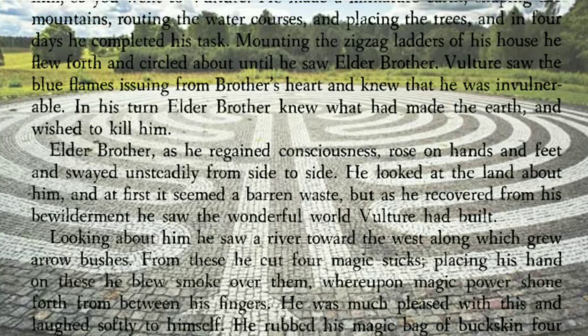Vulture saw the blue flames issuing from Brother's heart and knew that he was invulnerable. In his turn, Elder Brother knew what had made the Earth and wished to kill him. Elder Brother, as he regained consciousness, rose on his hands and feet and swayed unsteadily from side to side. He looked at the land about him, and at first it seemed barren waste. But as he recovered from his bewilderment, he saw the wonderful world Vulture had built.